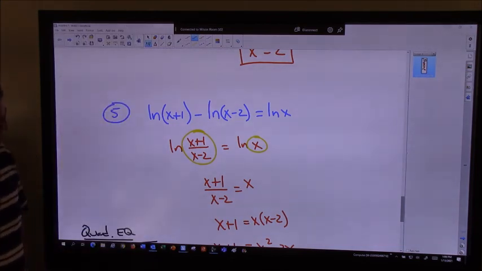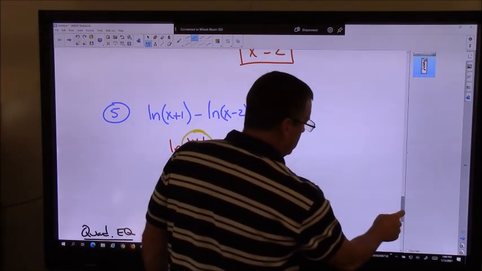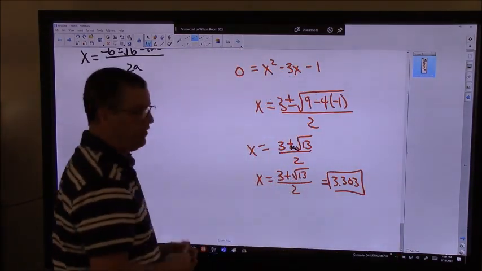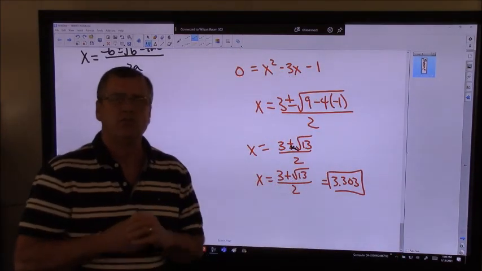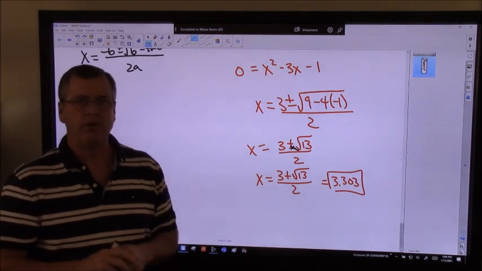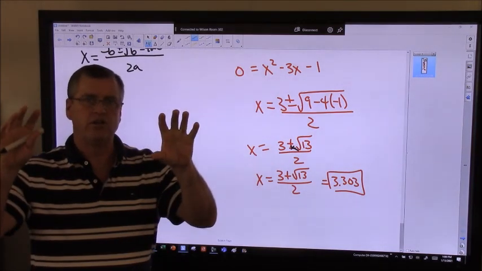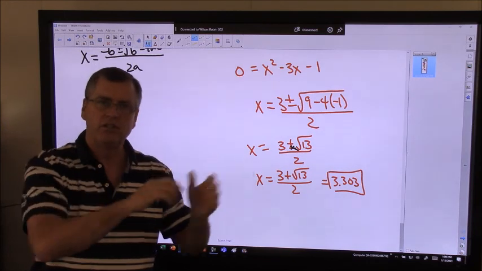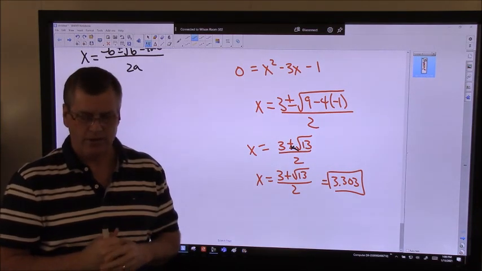All right, that is what we have for today. So we're solving logarithmic functions. Some of them we're going to have to use the one-to-one property, but if we don't have logs on both sides, we're going to convert it to exponential form and then solve that way.